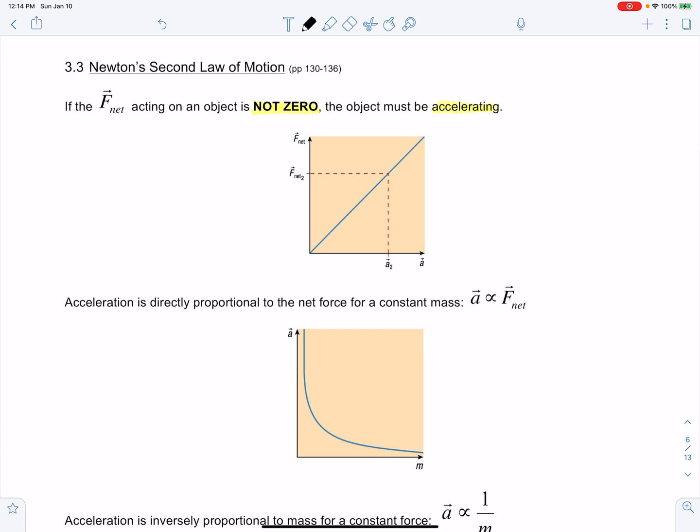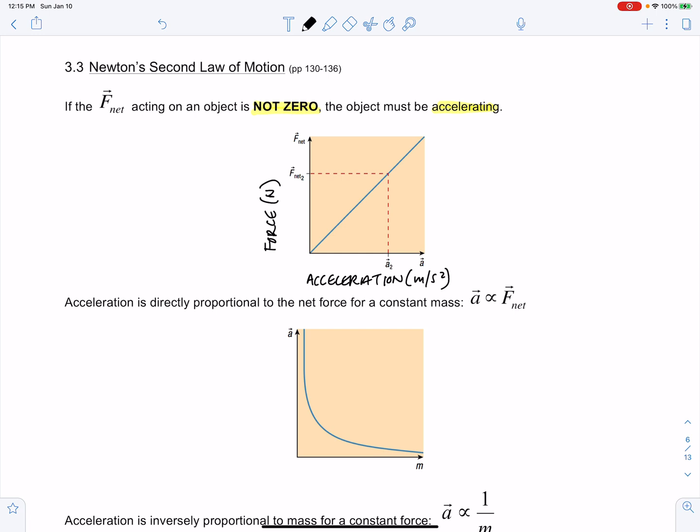Here we have a graph, and the y-axis of this graph shows force measured in newtons, and the x-axis shows acceleration, measured in meters per second squared. And we can see there is a straight line relationship. It's called a linear relationship between the force and the acceleration.